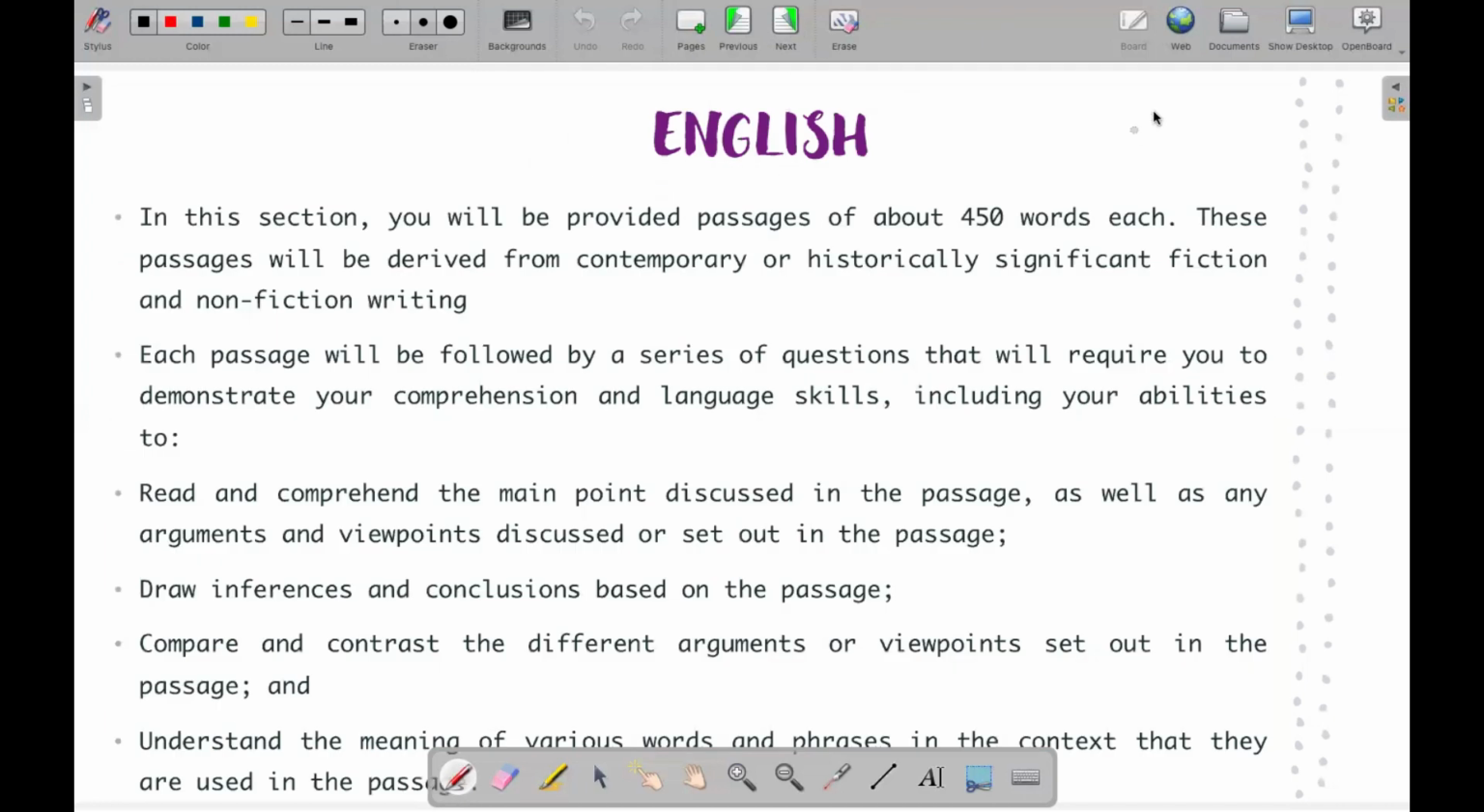Now, we will start off with English. What I'm going to be dealing with today is what you need to study for CLAT. How do you prepare for this exam? So we are going to start with English.